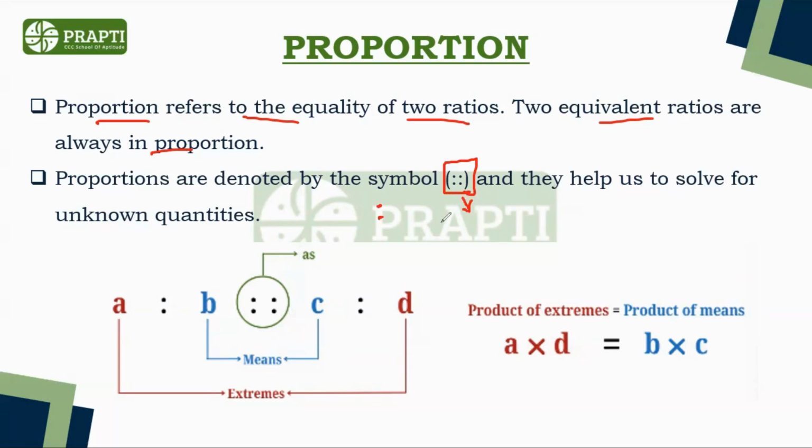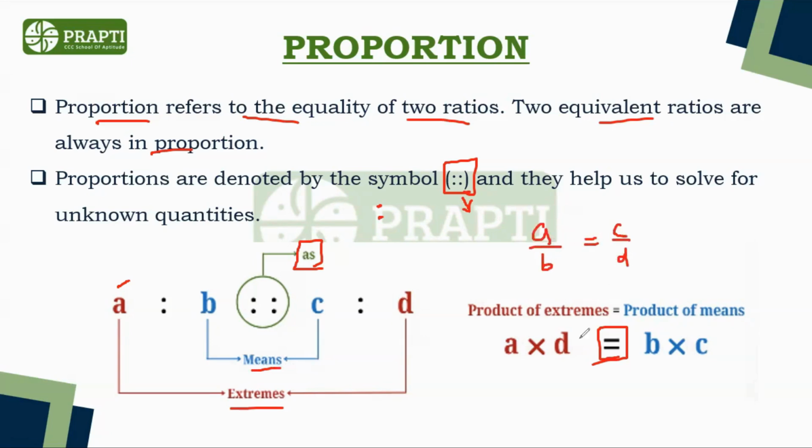So this double colon, we will pronounce it as "is to", or else we can also pronounce it as "equals to". Got it? So A is to B is equals to C is to D. So A and D we call extremes, and B and C we call means. So in a sense, A by B is equals to C by D.